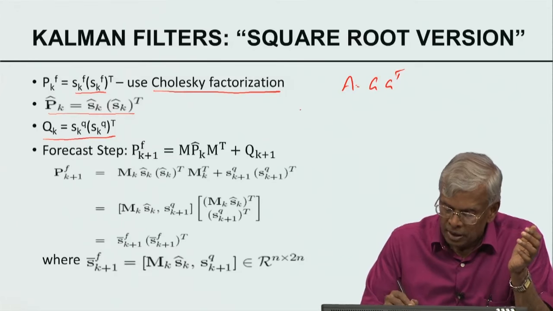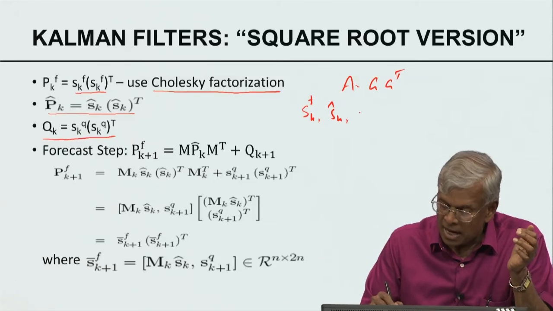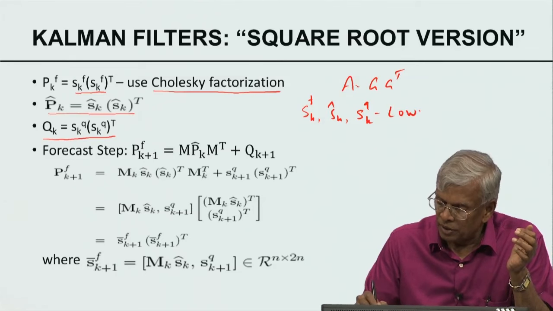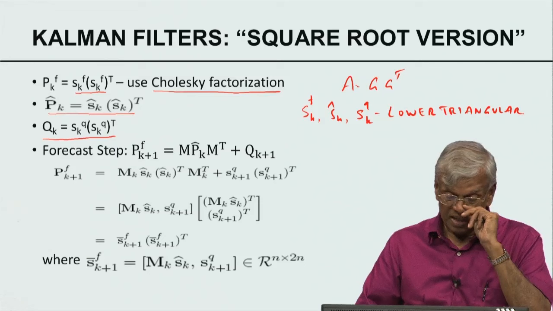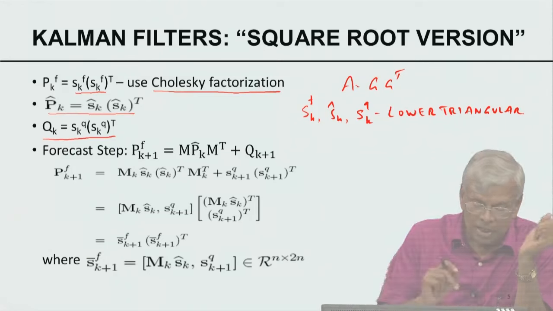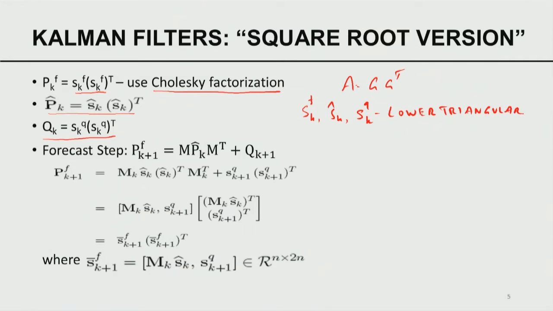So in here, S_k^F, S_k hat and S_k^Q are all lower triangular matrices, and each covariance is a lower triangular matrix times its transpose.